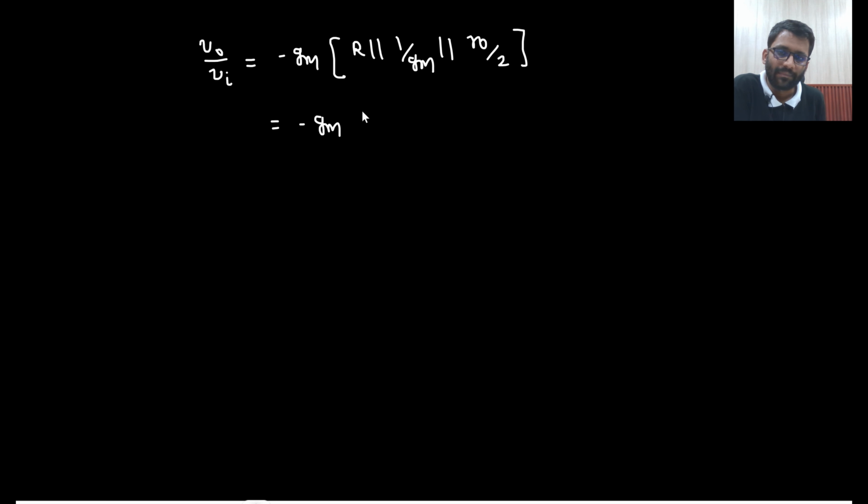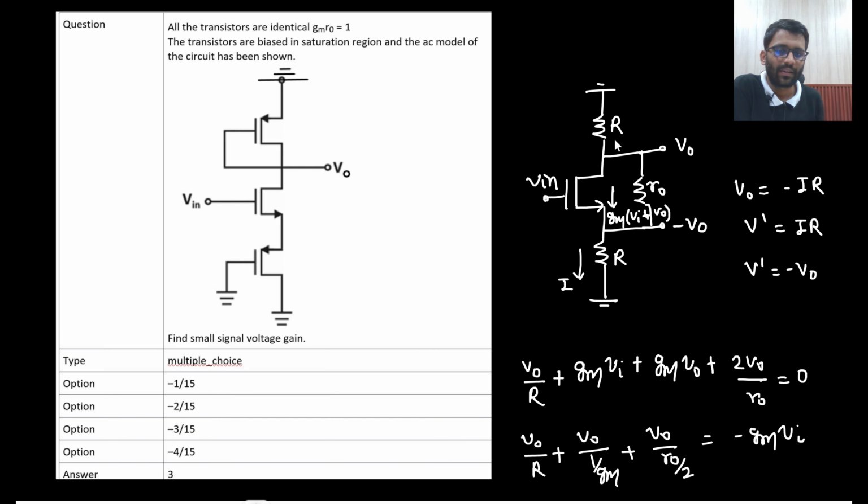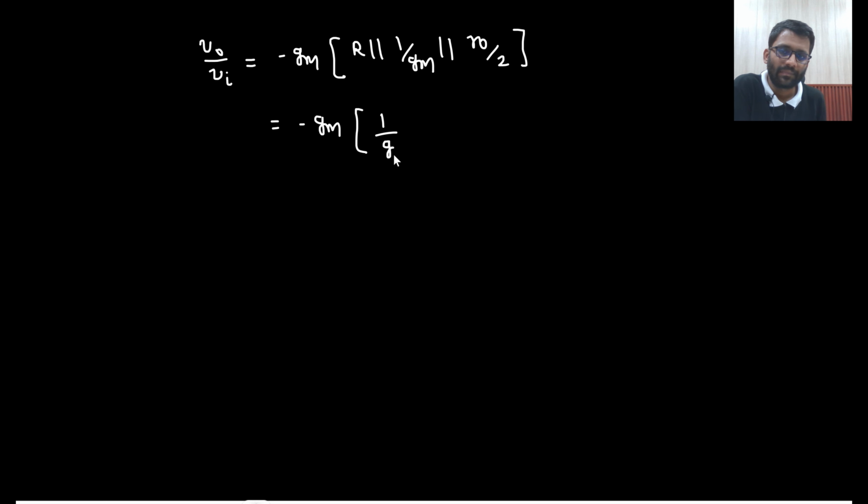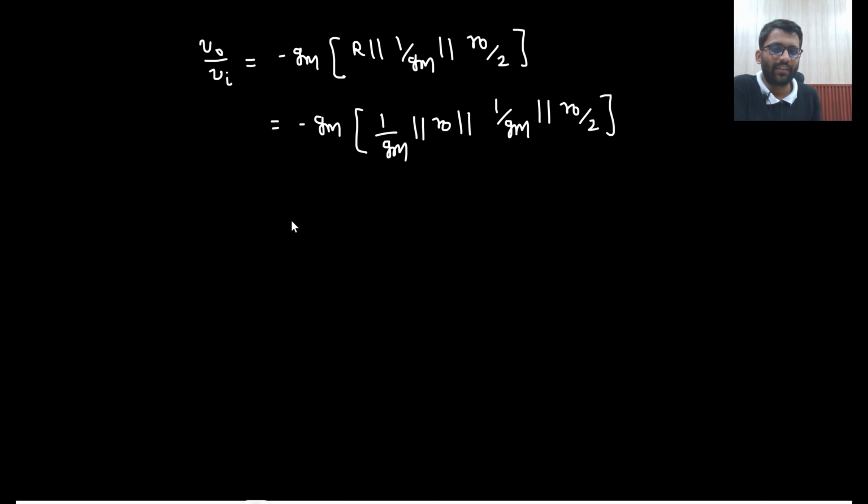So minus Gm. What was your R? R was 1 by Gm parallel with R0, right? 1 by Gm parallel with R0, parallel with 1 by Gm parallel with R0 by 2. So 1 by Gm parallel with 1 by Gm, what it will give you? R parallel R will give you R by 2. And what is our R? 1 by Gm. So 1 by 2 Gm it will give you. Not 2 by Gm, okay? Don't do these kind of error. 1 by Gm parallel with 1 by Gm would be 1 by 2 Gm.